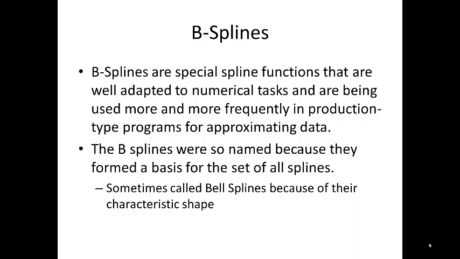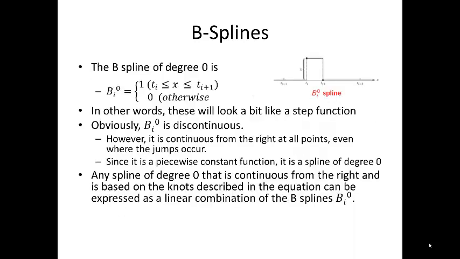So we'll start with the B-spline of degree 0, and this is noted as B sub i superscript 0, and that's defined to be 1 if x is between t_i and t_(i+1), and 0 otherwise. Basically what these look like is they look a lot like the step functions that you've probably seen in hardware-based classes. Now obviously this function B_i^0 is discontinuous.